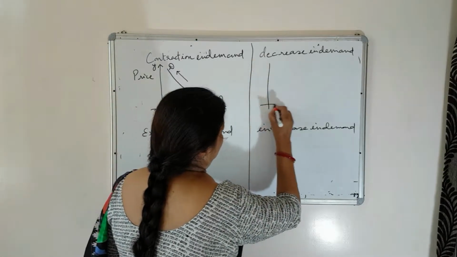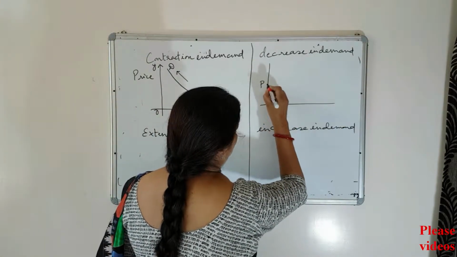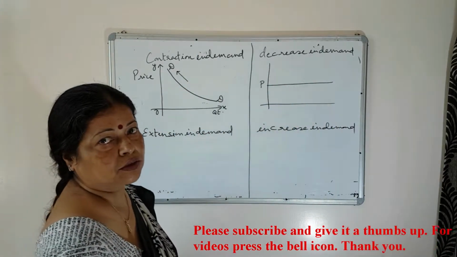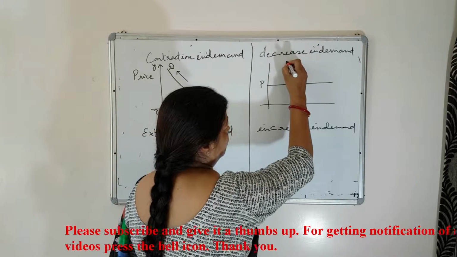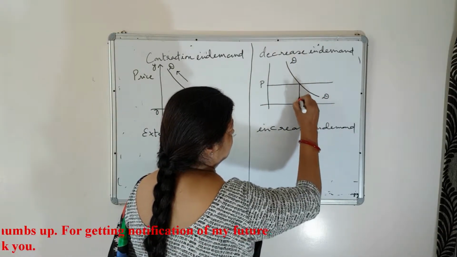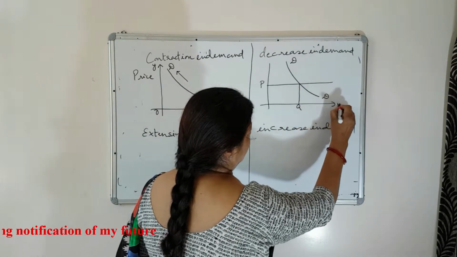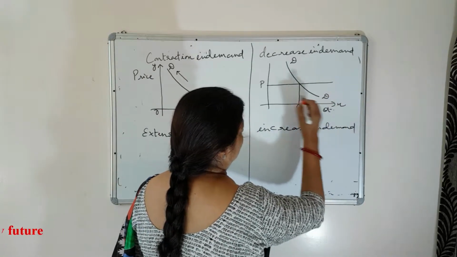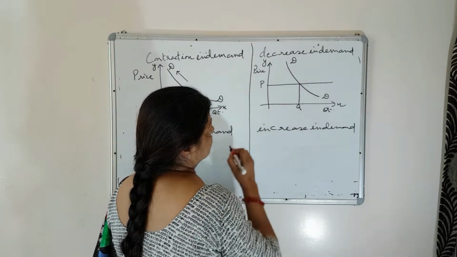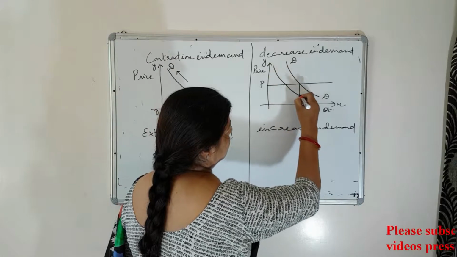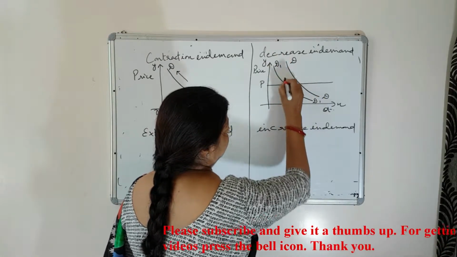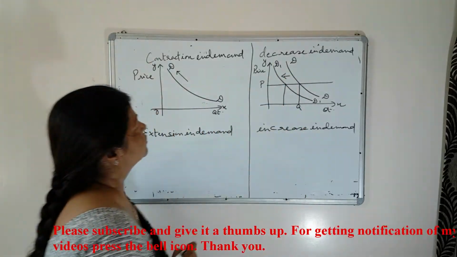Here decrease in demand, again the most important thing, first you draw the price. Because price is constant, then you draw the original demand curve, the quantity, x-axis, you write here quantity, y-axis, you write here price. Decrease means there is a leftward shift in the same demand curve.